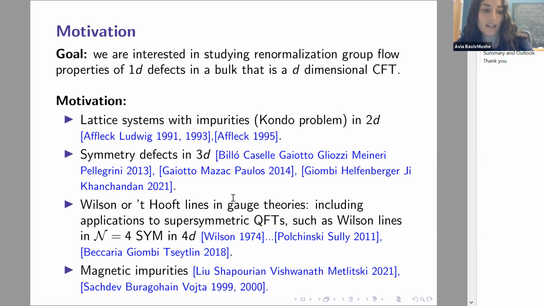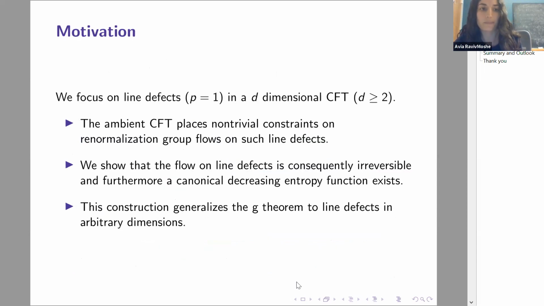In four dimensions, examples include Wilson or 't Hooft lines in gauge theories, including applications to supersymmetric systems, such as Wilson lines in N=4. So there are many, many references. Here I put these two because they are particularly important for the examples that I will show next. And also there are models of magnetic impurities, that is, you take some conformal bulk and you add a magnetic impurity. Examples can be found here, and I will also show an example towards the end of the talk.